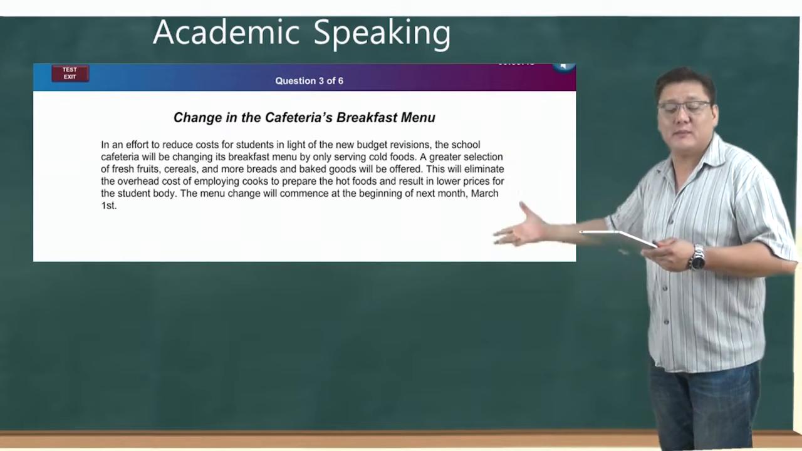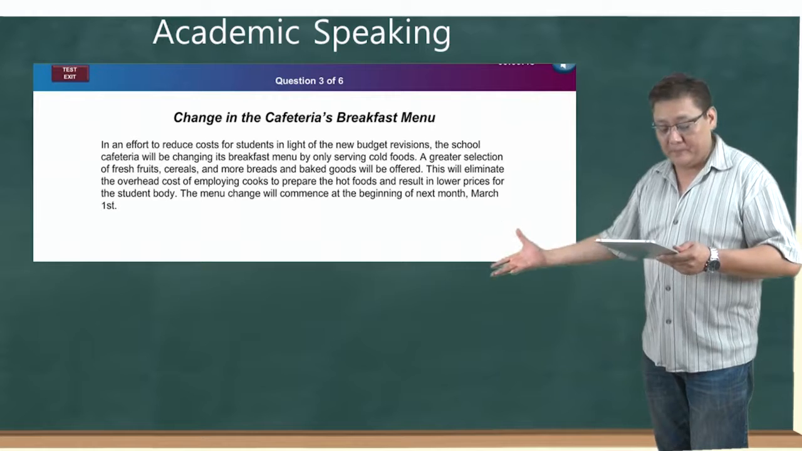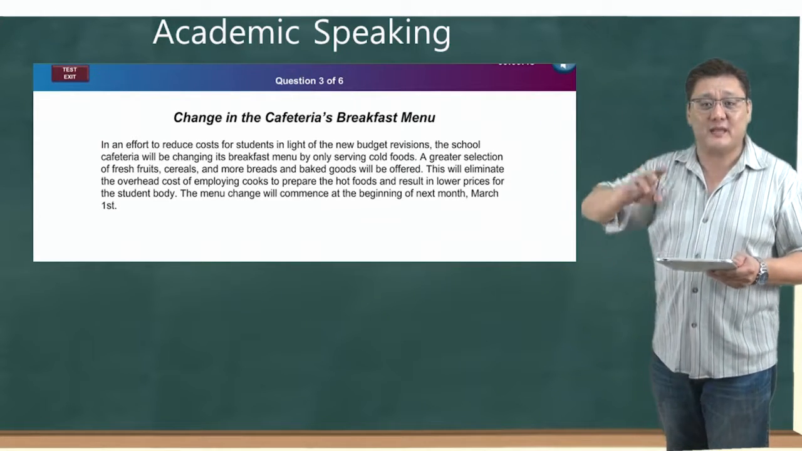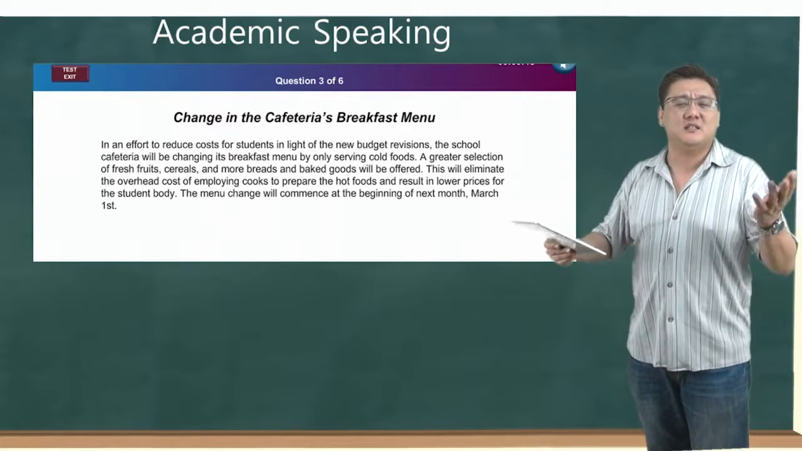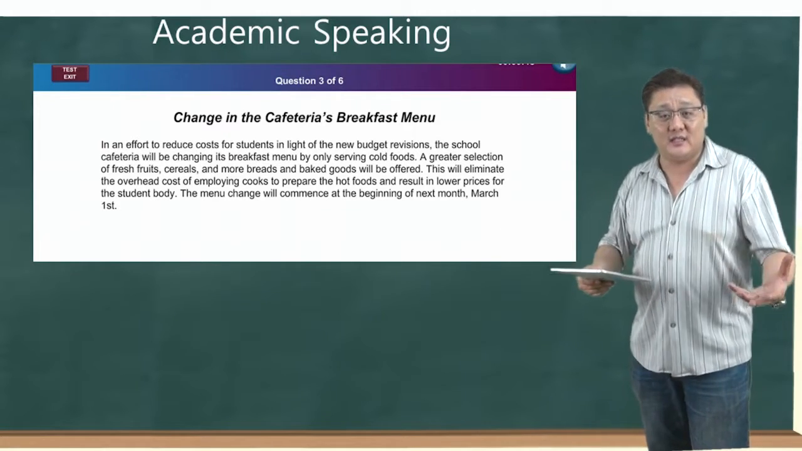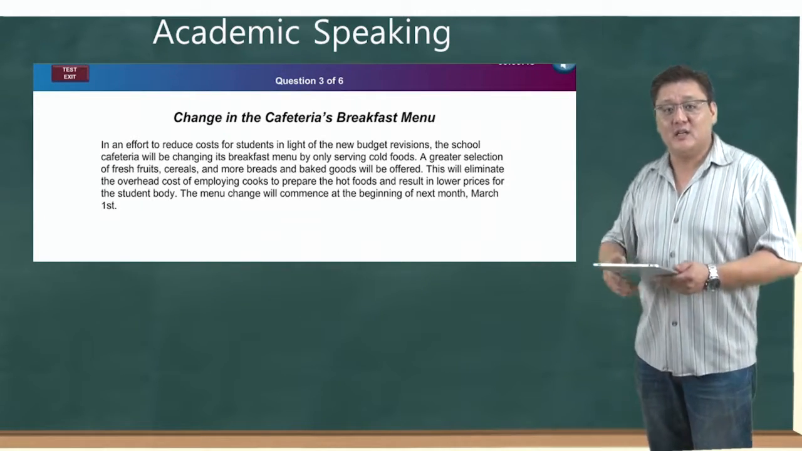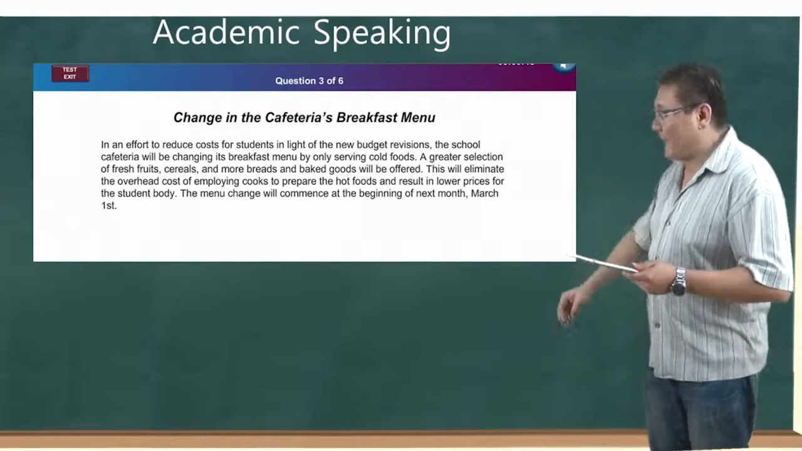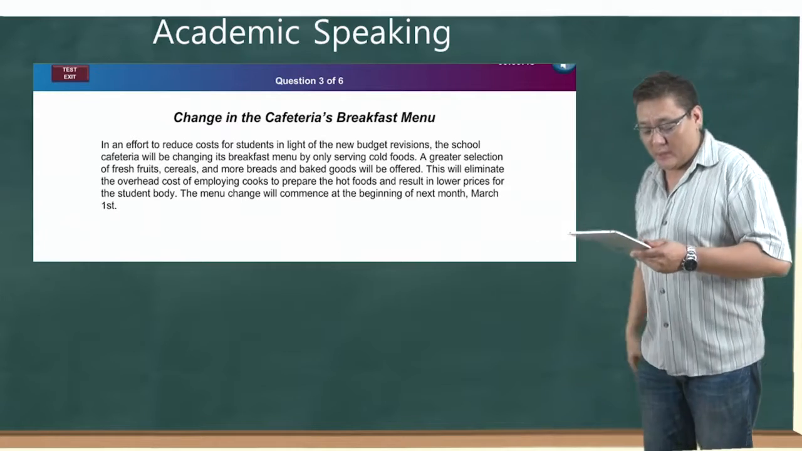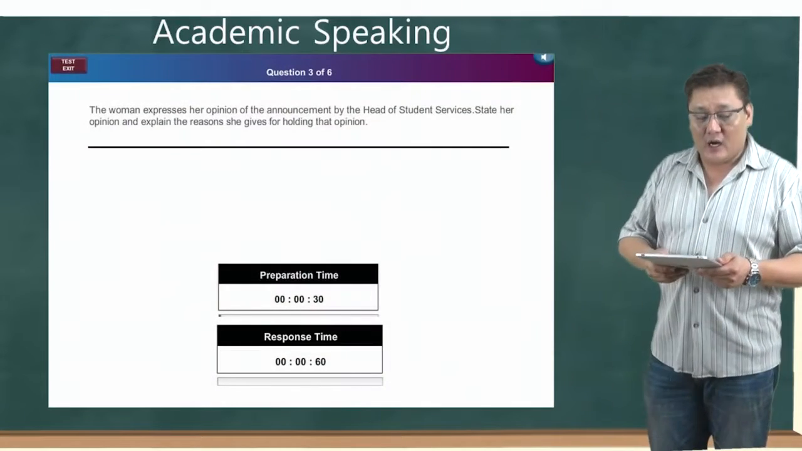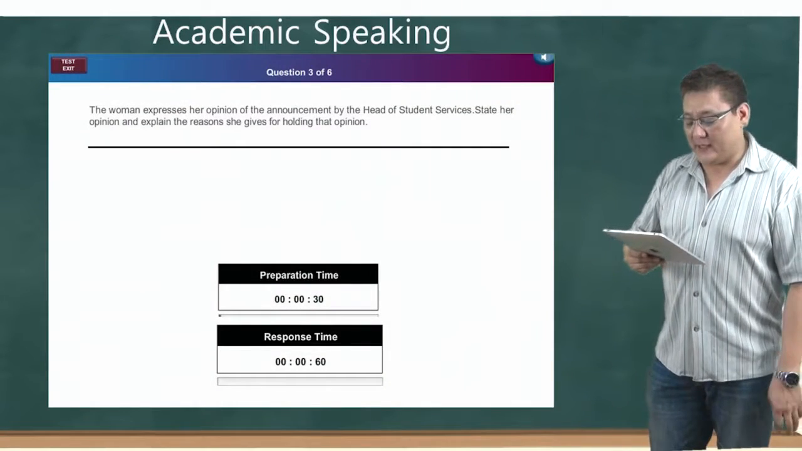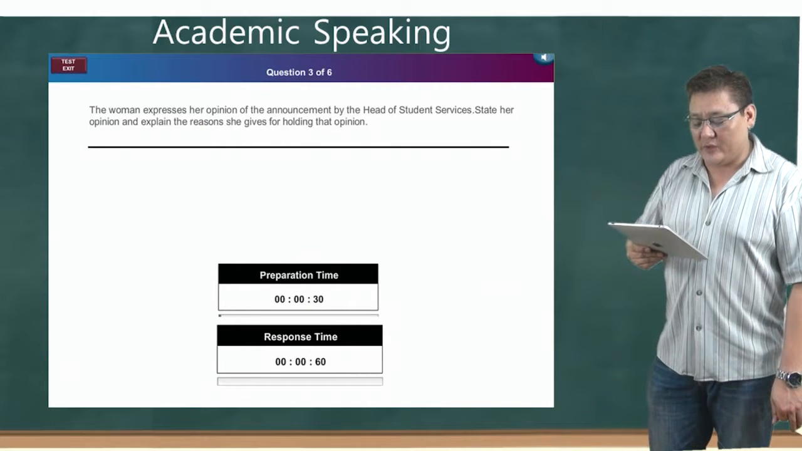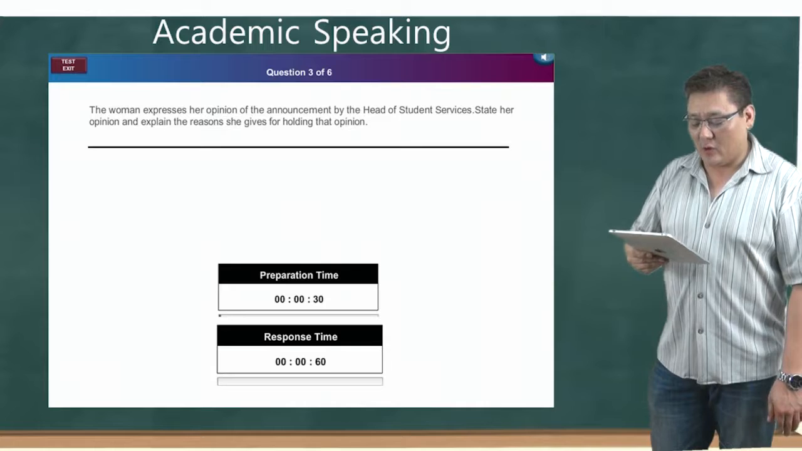Or something about something changed or some notice, right? 그 노티스에 대해서 이제 두 사람이 남녀다가 나 좋다, 싫다, 이거 왜 싫은가, 왜 좋은가에 대해서 이 두 개의 포인트 잡아야 되는 건데. And the actual ending question looks like this. The woman expresses her opinions about the announcement by the head of student services. State her opinion, explain the reason she gives for holding that opinion.